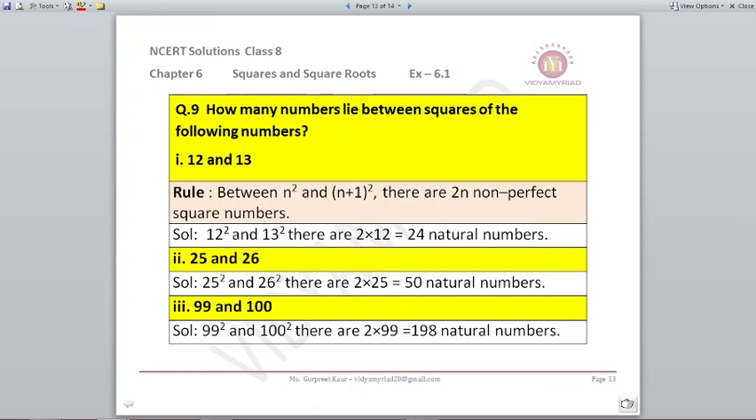Now just don't keep writing the numbers between 12 square and 13 square. That will become very tedious and a very problematic situation. Just apply this formula to find the numbers lying between the perfect squares.